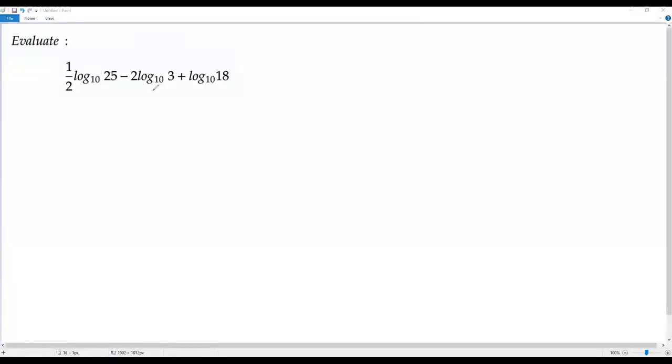Here we have a problem on logarithm. That is, we have to evaluate the value of this logarithmic expression. Okay, now let me start evaluating this expression.